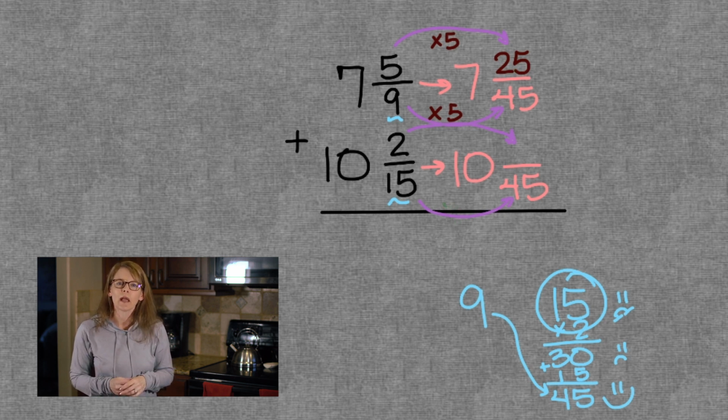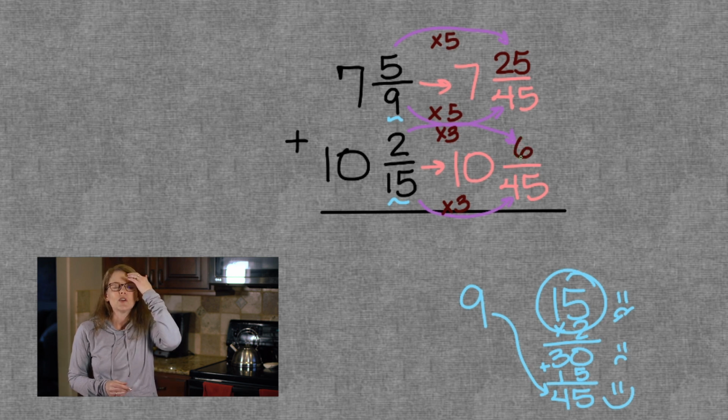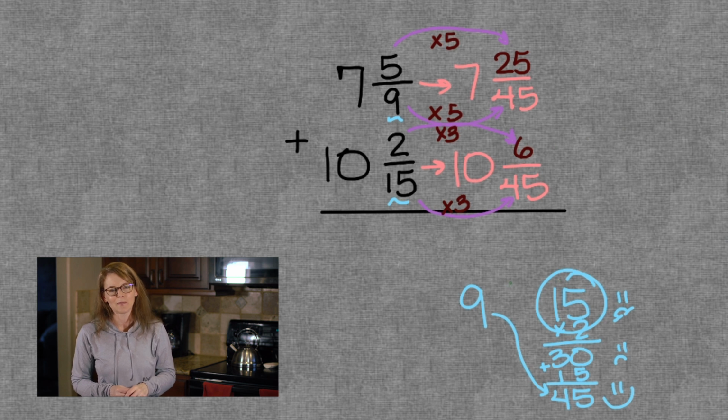2/15. We need more rainbows. It can get a little crowded, but it's because we're doing some great math work here. 15 times what equals 45? It's 15 times 3, so multiply the top also by 3. I will write it across both rainbows so I don't forget what I'm doing. And 2 times 3 equals 6. Phew! After all that, we can now add the way we know how.